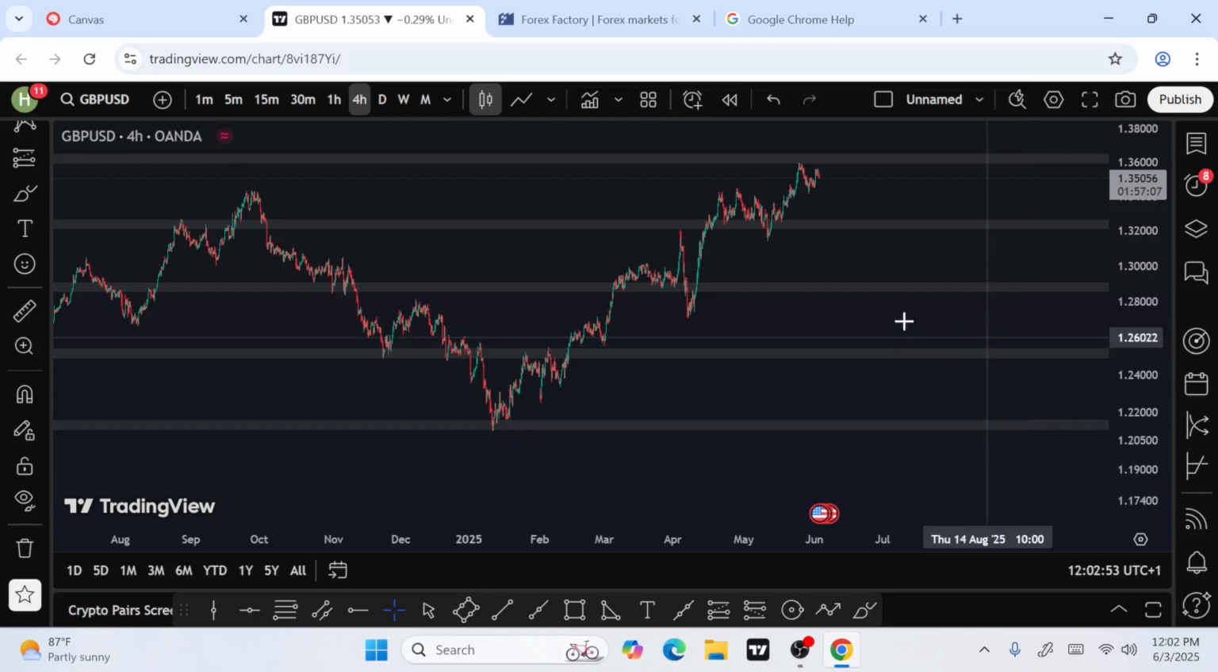Now we are on 4 hours. Now we are looking out for rejections in between two major zones. So where are the rejected areas here?